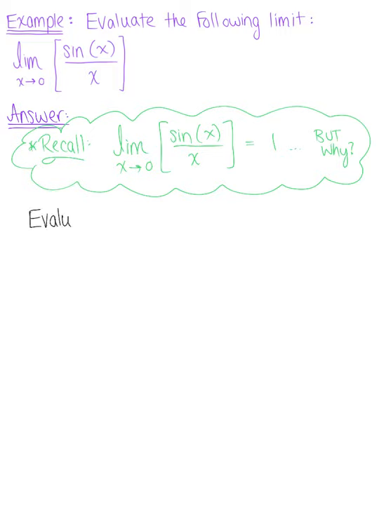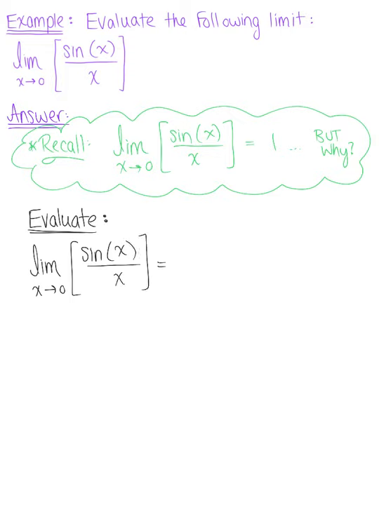So remember, before we apply L'Hopital's, we must always evaluate and attain an indeterminate form. So I have the limit as x approaches 0 of sine of x divided by x. So I have sine of 0 over 0, which equals 0 over 0, and we know that this is nonsense. This is undefined, or an indeterminate form.